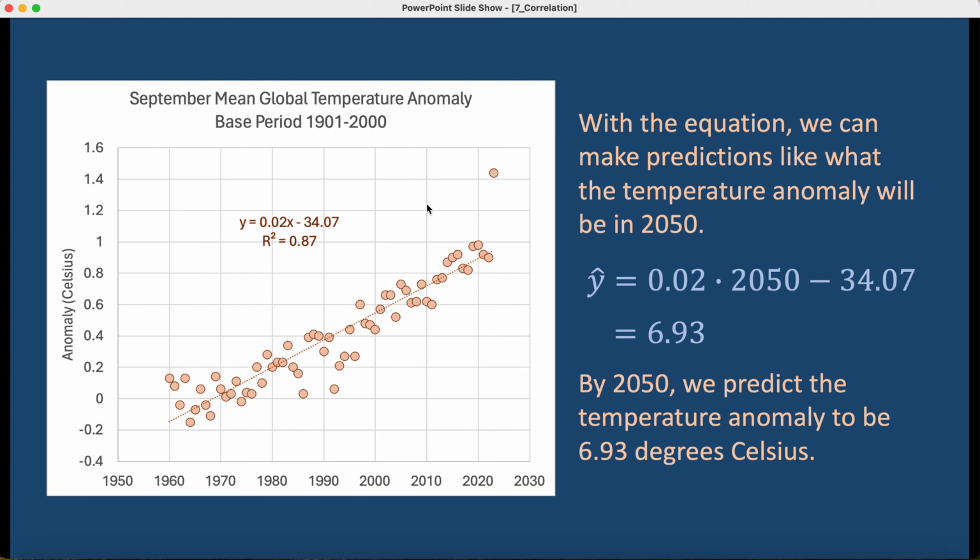So the correlation that we have here is not necessarily cause and effect, but it does give us a predictive equation. And so we can use it to make predictions, like what will the temperature anomaly be in the year 2050. This is years, so we can just plug in 2050 for X in that equation. That tells us that the temperature anomaly will be about 7, so a 7 degrees Celsius rise by 2050 if the trend continues on this same path.